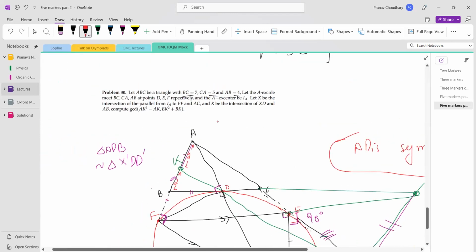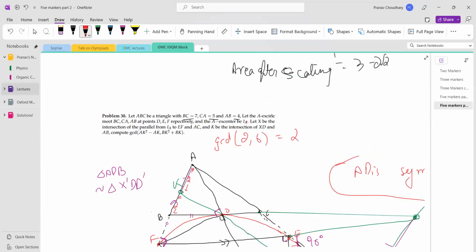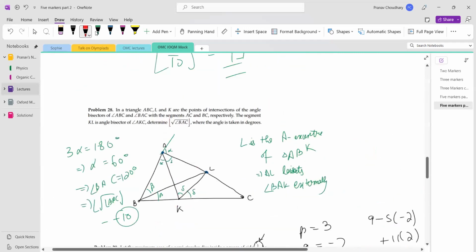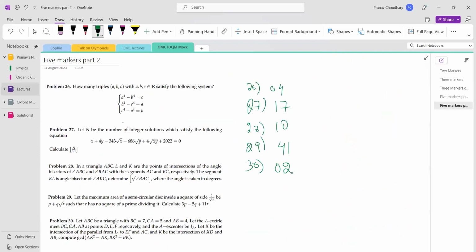So we have to find the GCD of AK square minus AK, which is 4 minus 2, 2, and BK square plus BK, which is 6. So this is 2, and the answer to this problem is 2. I really do not expect anyone to solve this problem in a contest or even IOQM. This problem is meant to be skipped in IOQM, I would say honestly.